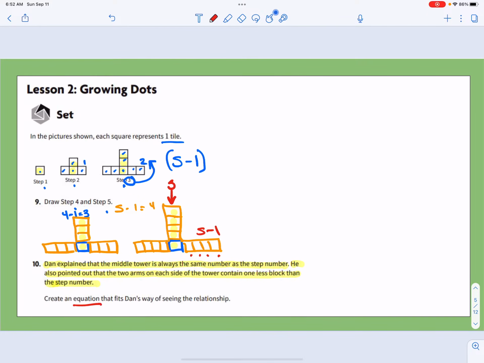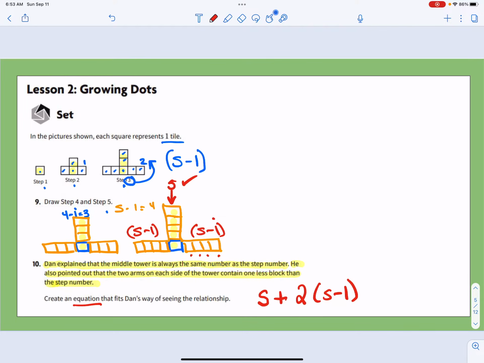Create an equation that fits Dan's way of seeing the relationship. Okay, well, this is s minus 1, this is s minus 1, and that part is s. So what we would say is that for Dan, you would take the steps, which is this part here, and you're going to add to it then 2 of the arms, s minus 1.